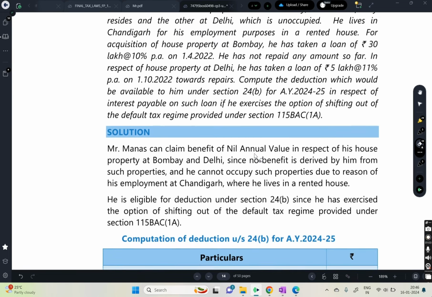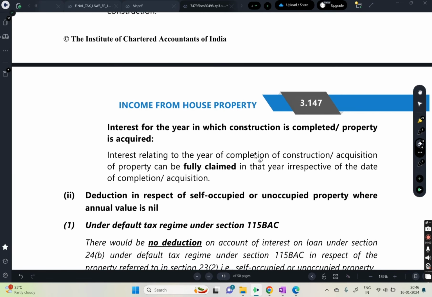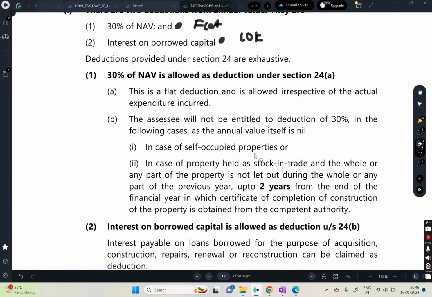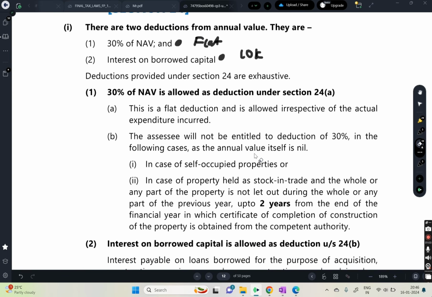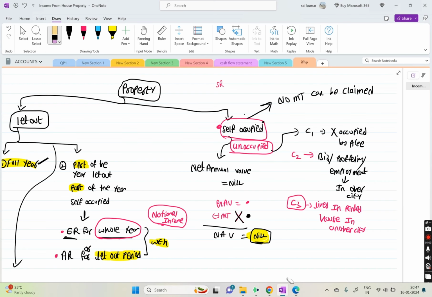Now let's go to the questions, because we have questions which we need to discuss. Okay, so what about the interest on borrowed capital for self-occupied properties?